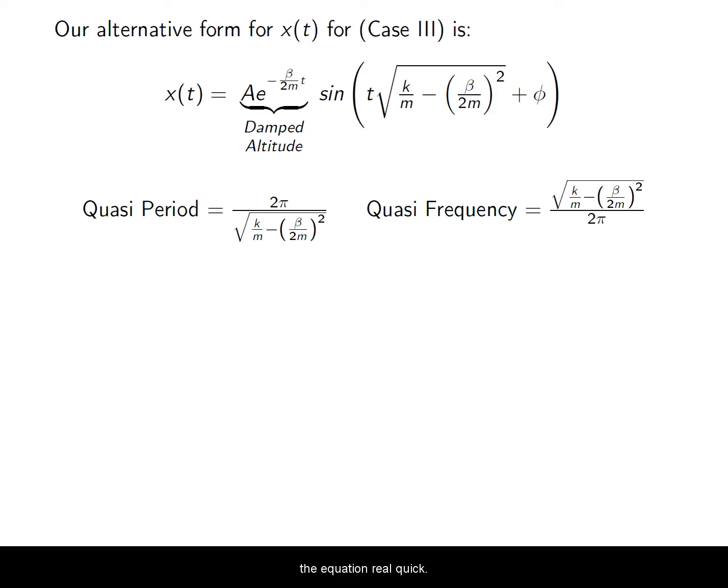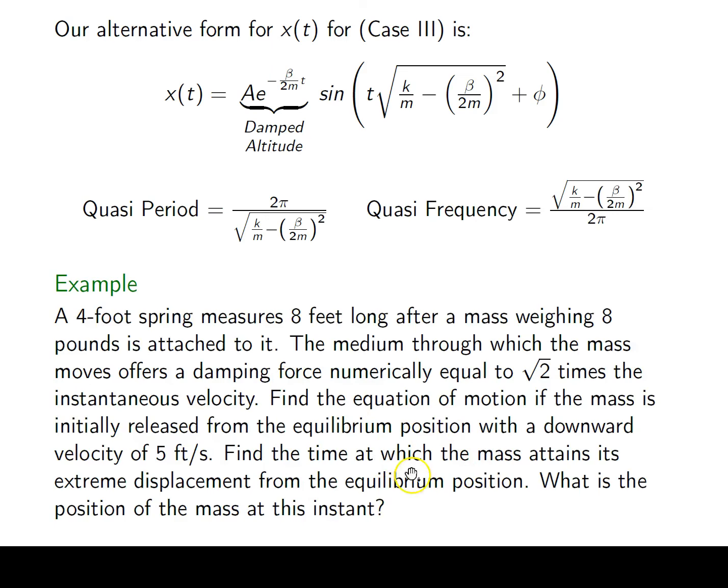So let's come back to the equation real quick. Find the time at which the mass attains its extreme displacement. So when is it the farthest away from the equilibrium point, and how far is that distance? That's what we want to know. So we found the equation of motion already.